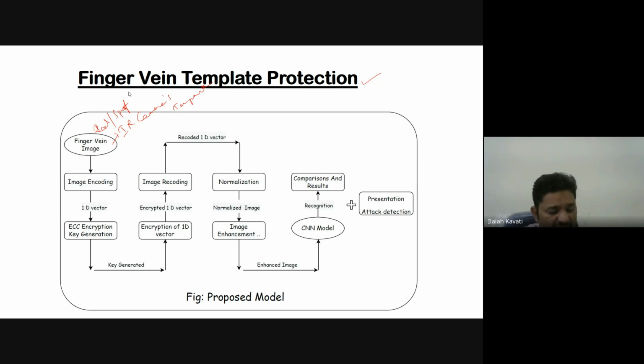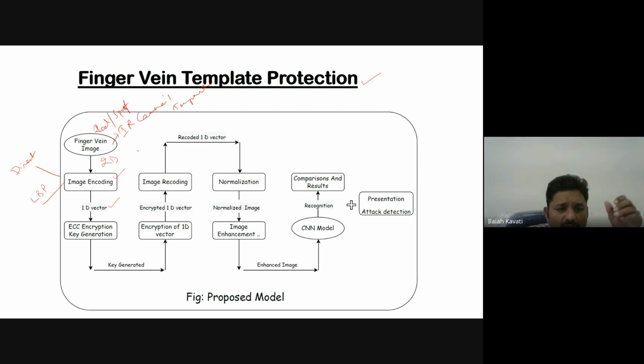Now the working of this: first the image is in 2D. We will convert it into a 1D vector, which we call image encoding, right? 1D means simple. Here also we will follow two methods. One is simple, direct encoding, and the other is the LBP method, called local binary patterns. Anyway, I'll show you some examples.